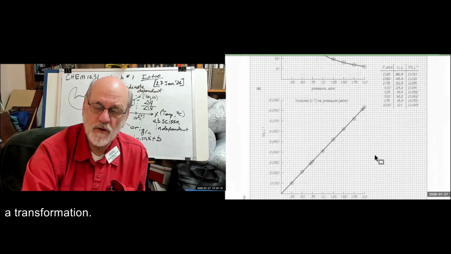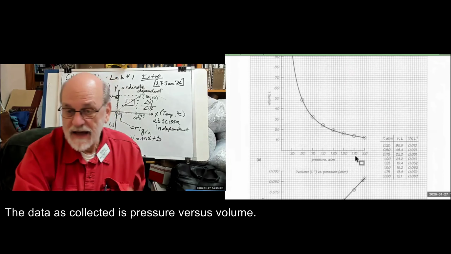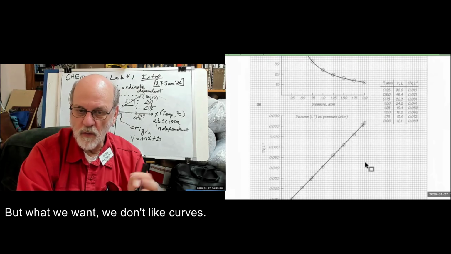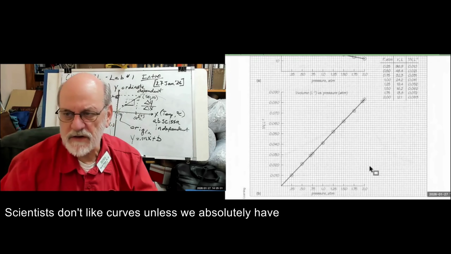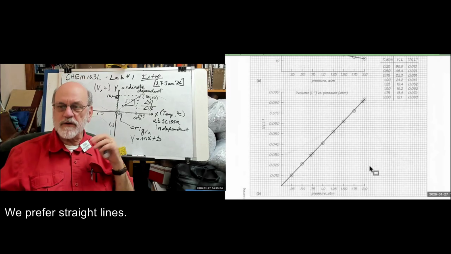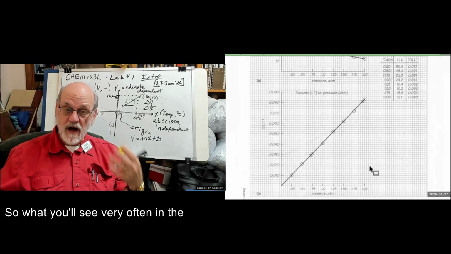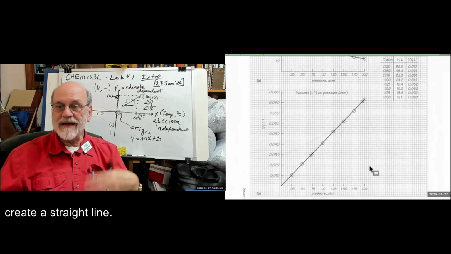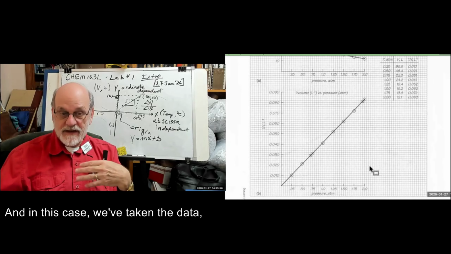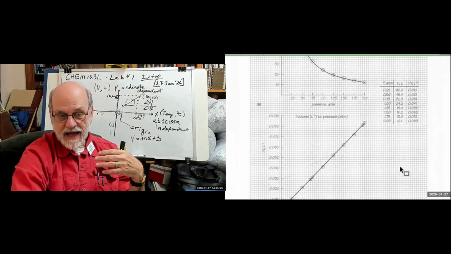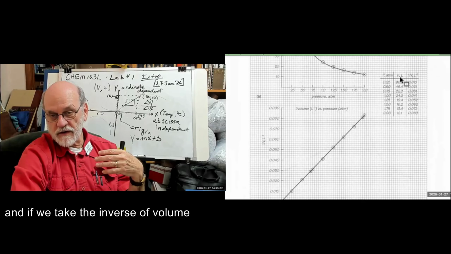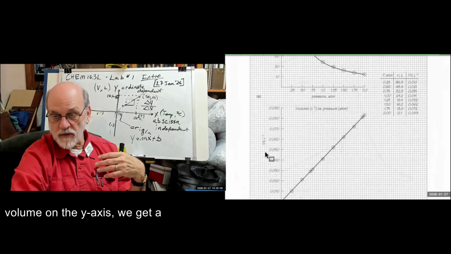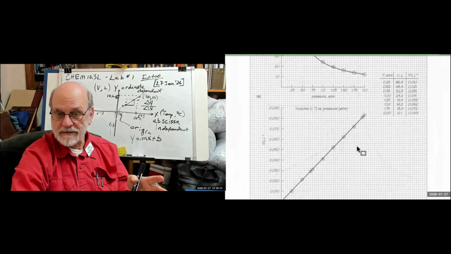So what we see in this graph is a transformation, right? The data as collected is pressure versus volume. But we don't like curves. Scientists don't like curves unless we absolutely have to use them. We prefer straight lines. So what you'll see very often in the sciences is that data will be transformed to create a straight line. And in this case, we've taken the data, and if we take the inverse of volume here and plot pressure versus the inverse of volume on the y-axis, we get a straight line.